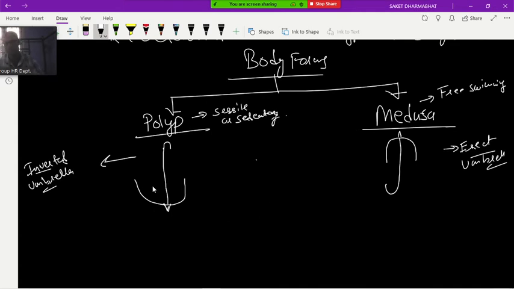Now, as this is inverted, its hypostome or mouth is looking upward or downward? See, if you purchase something from the shop, you can keep it here also. So its hypostome faces upward. And in the medusa, its hypostome is facing downward.